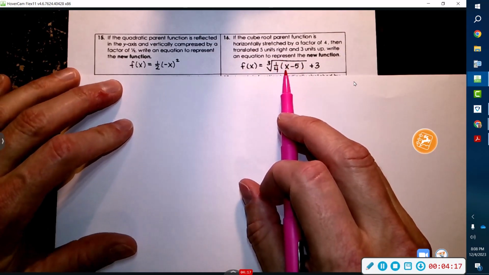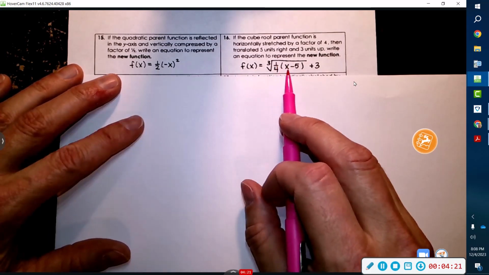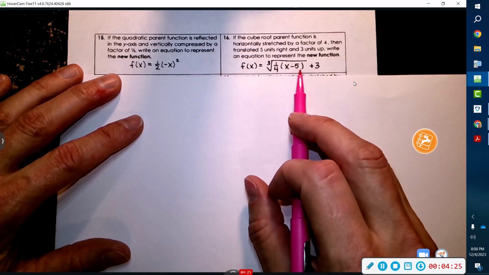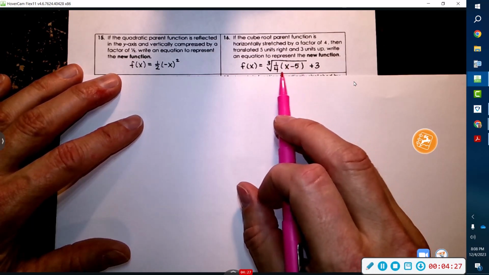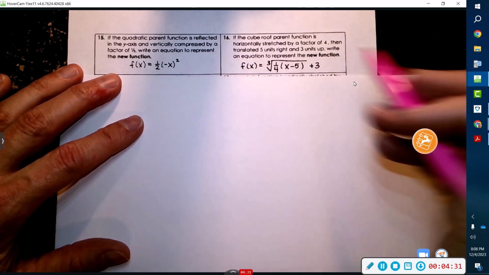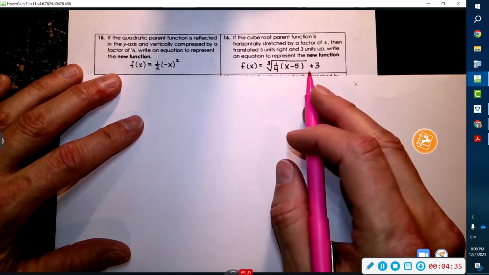That's very important for that to actually work, because you're also taking a quarter of the horizontal movement here. So you're not going to move over 5, really. You're going to move over 5, then stretch it horizontally. Okay. All right. Anyways, we're also going to move up 3, so it's going to be outside the parent function.